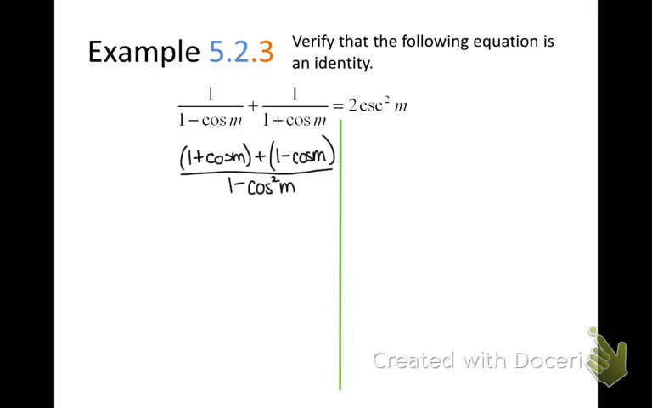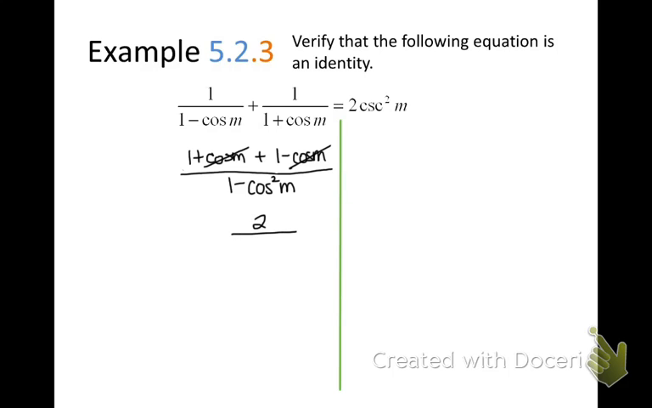Now you notice that, what do you guys notice about the numerator here? Pretend that I didn't have, maybe it'll help you, let's say that I didn't put parentheses around these things. Because really, do I need the parentheses when I have a plus in between? This might help you see. What can I do? Yeah, I can cancel out the cosine of m's. So what's left in the numerator? 2. What's in the denominator?